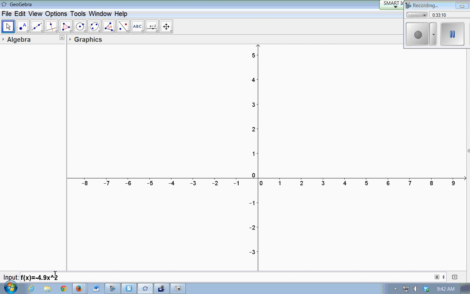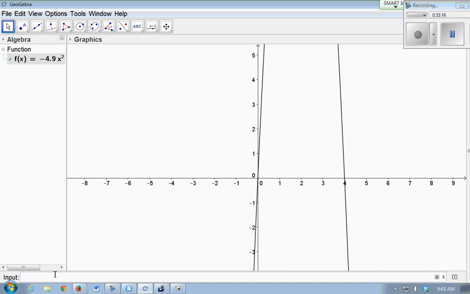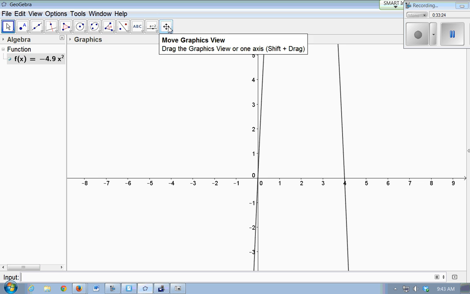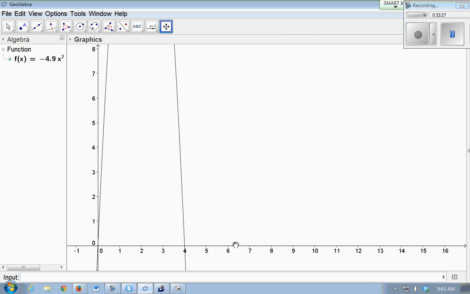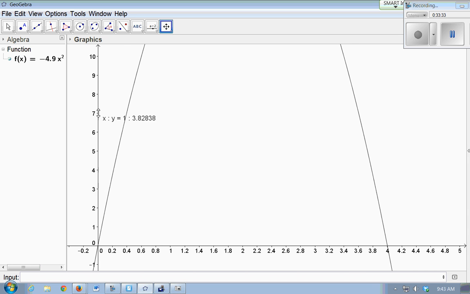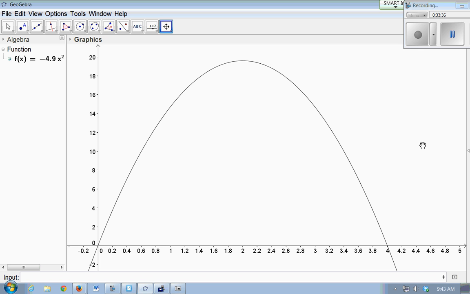Negative 4.9 x squared plus 19.6 x, was that it? I think, let's double check. Yeah. All right, and that's 0 to 4, so I'm just going to move my window a little bit. Okay, so if I just get rid of part of this graph, I'm going to arbitrarily choose which half to get rid of. I just have to pick part of it so that once I get rid of it, the rest of it passes the horizontal line test.